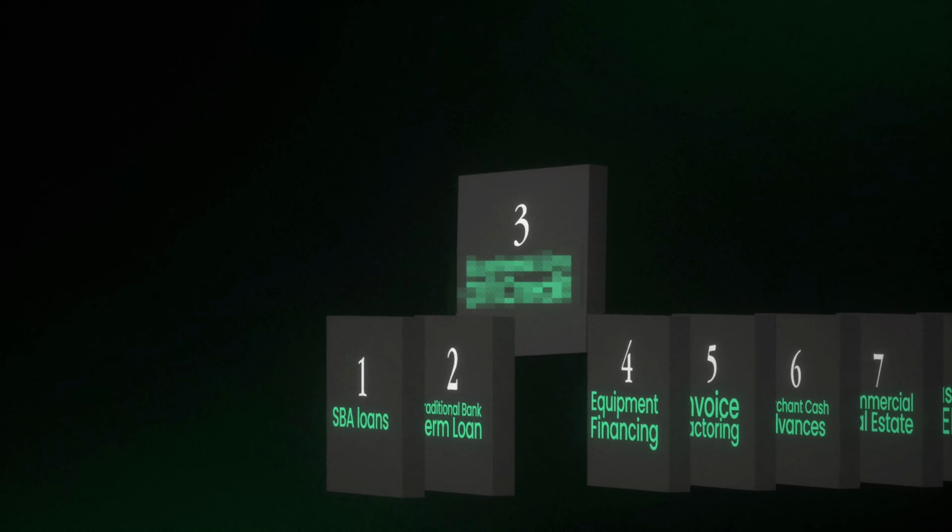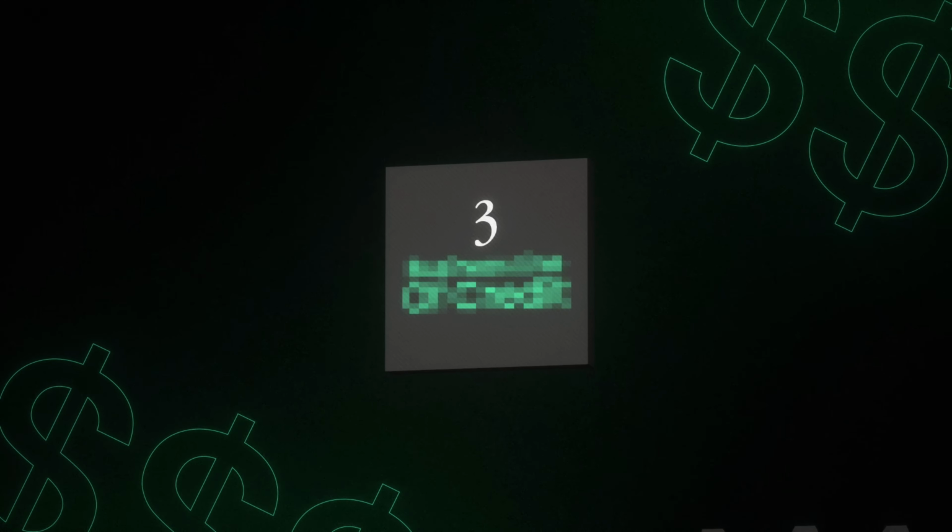Now, the third type works completely differently from the first 2, and that's a business line of credit. A term loan gives you a lump sum that you pay back on a fixed schedule. A line of credit is revolving. You get approved for a maximum amount, say 250,000, and you only draw on it when you need it, and you only pay interest on what you actually use. And as long as you pay it back, the credit becomes available again.